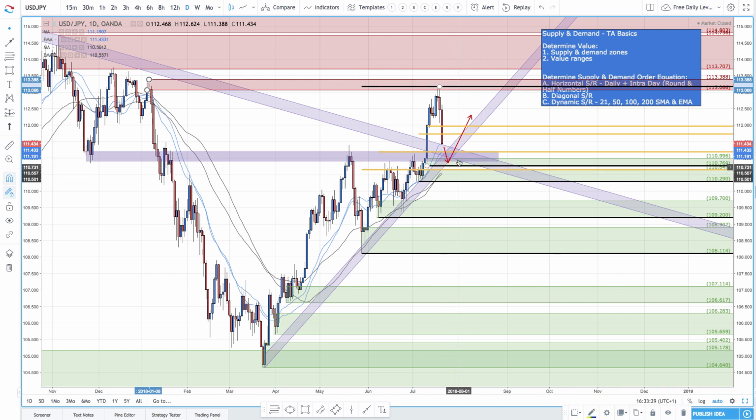So that's just a quick process, and really the basics of how I look for supply and demand trades and areas and zones, and really the best areas.